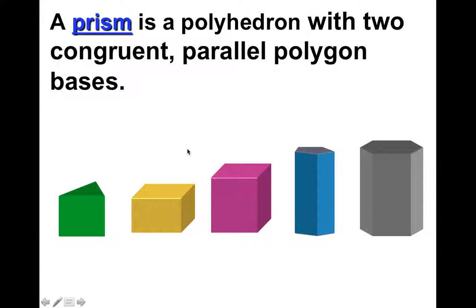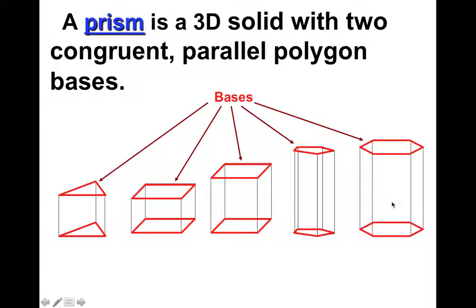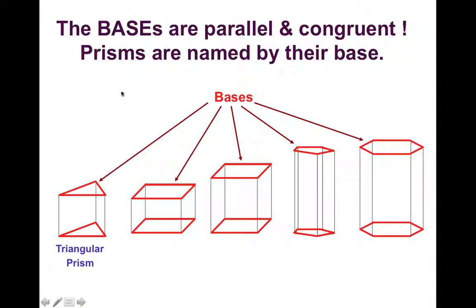So let's go into more detail on that. A prism is a polyhedron with two congruent parallel polygon bases. So again, you're looking for congruent parallel polygon bases. Now I've sketched it this way, and you can clearly see the two bases that are parallel to one another and congruent. So those are the bases. In this case, we have triangles that are bases. So the bases are used to name the prism. So this is a triangular prism because these are congruent triangular bases.